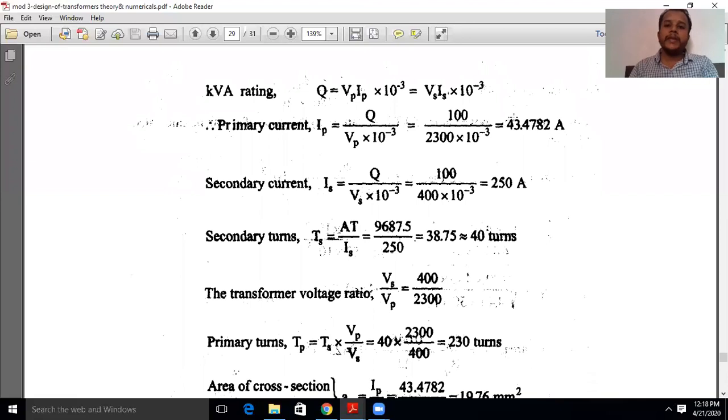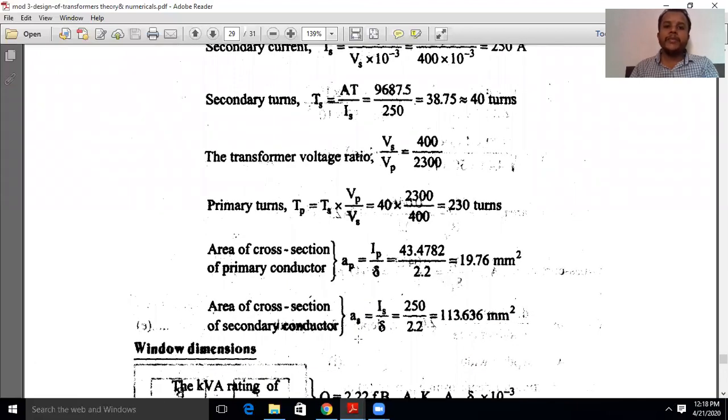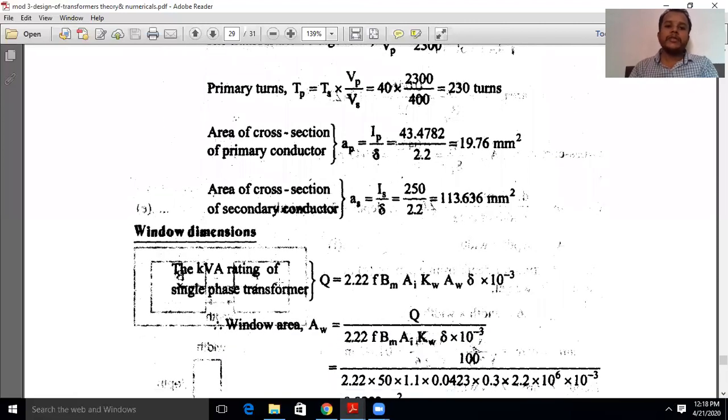So this is IP, this is IS, this is TS, and this is TP. Then by using IS, IP, TS, TP, we can calculate the area of cross section of primary conductor AP and the area of cross section of secondary conductor AS.